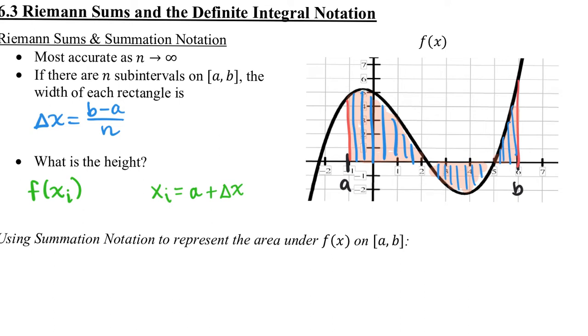So I'm going to do delta x times i to get the ith x value that I'm going to plug into f in order to find the height of each of these rectangles.